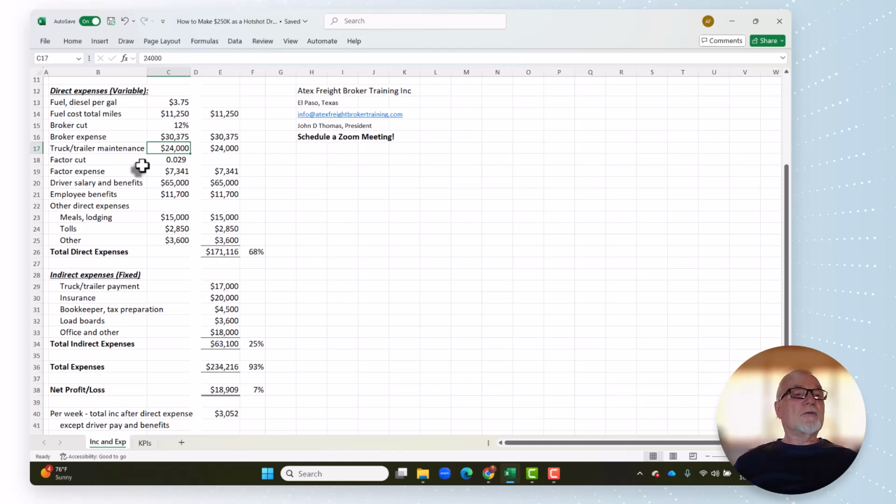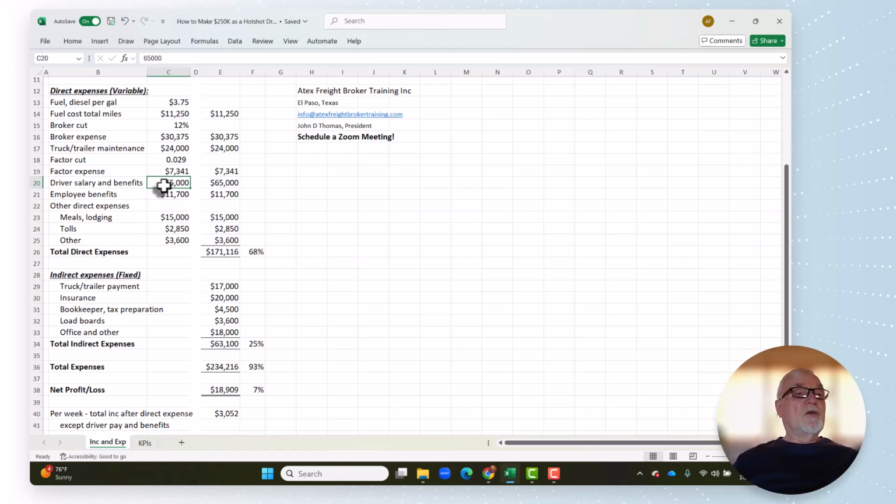If you use a factor, you may use a factor for all of your loads, or you could use them for some of your loads. And you can figure on paying them 2.9% for each load. So your factor expense could run over $7,000. Now, let's look at salary and employee benefits. These two items right here could very well be fixed expenses down here at the bottom. Driver expense, that could be the owner. He's out there. He wants to make 65 grand plus pay himself benefits.